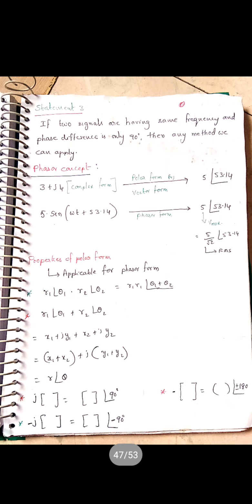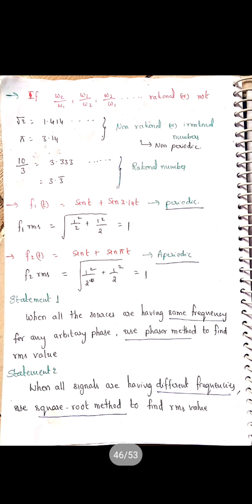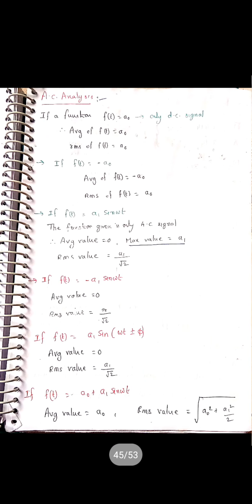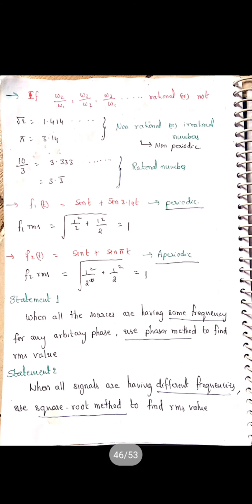Now see statement 3. Two signals have the same frequencies and the phase difference is 90 degrees, differing by 90 degrees. Then use any one method, you can get the same answer. You can get the same answer to understand this.